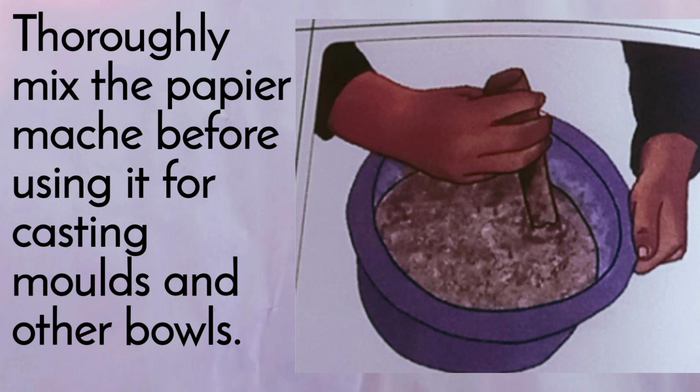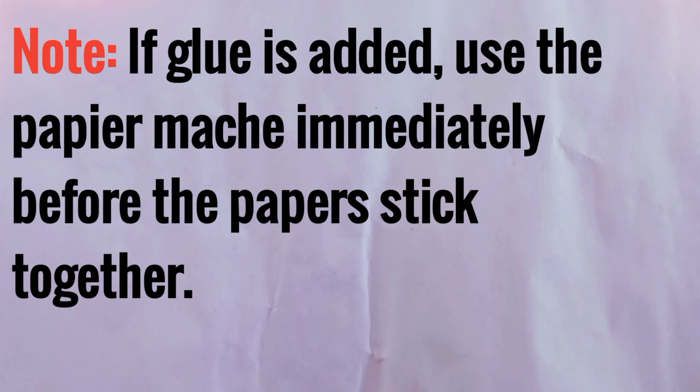You make sure that you mix it thoroughly before using it, so that it sticks together well there. Something to note is that if glue is added, remember on step 6 we said add a little glue. So if glue is added, use the paper mache immediately before the papers stick together. Take note of that. That's why I said it's not a must you use glue, because if you are going to use it, you have to use the paper mache immediately before the paper sticks together.